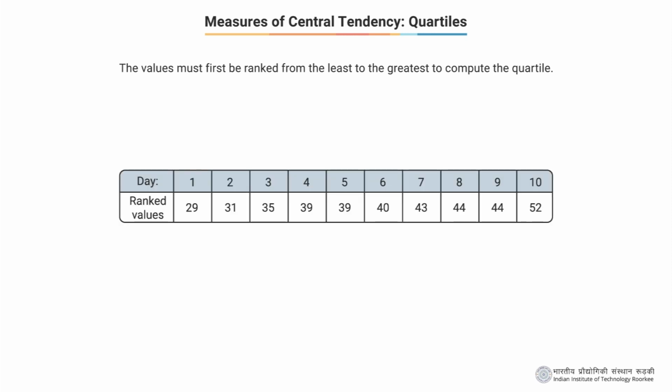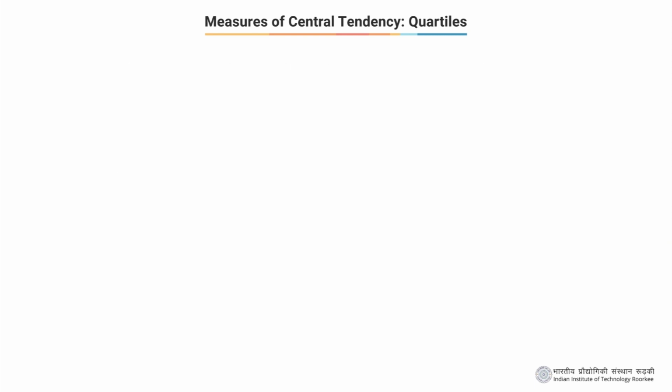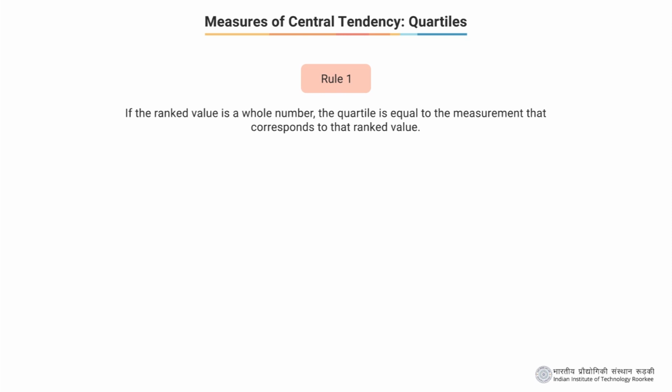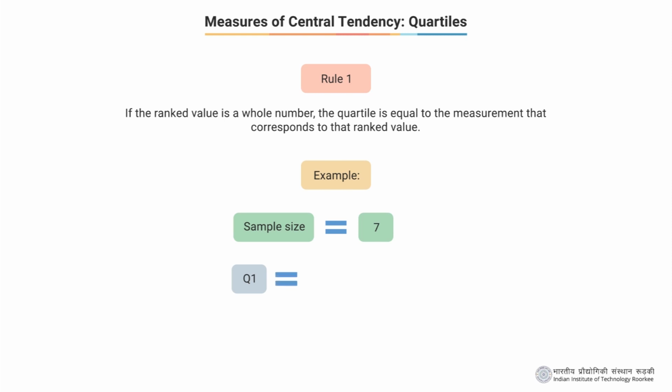For example, to calculate the quartiles for the sample of 10 observations of get ready times, first rank the data from smallest to largest. The rules for calculating the quartiles from this data set of ranked values are discussed here. Rule number 1. If the rank value is a whole number, the quartile is equal to the measurement that corresponds to the rank value. For example, if your sample size is 7, the first quartile Q1 is equal to the measurement associated with 7 plus 1, that is 8, divided by 4, which is the second rank value.